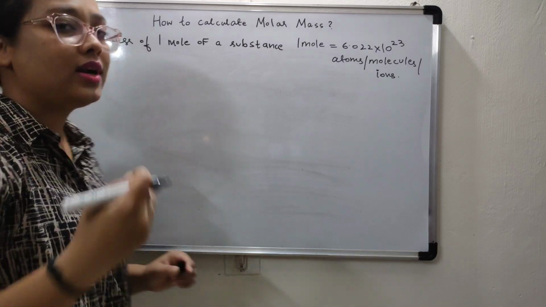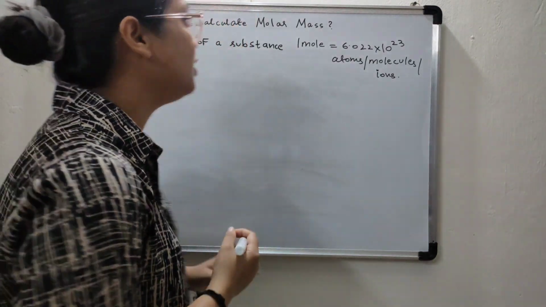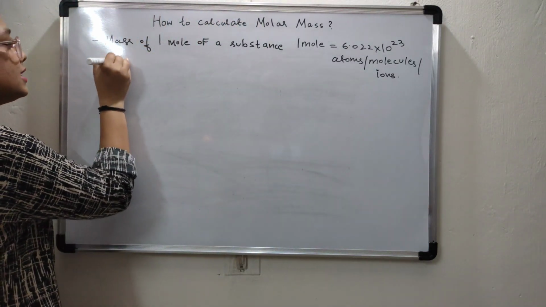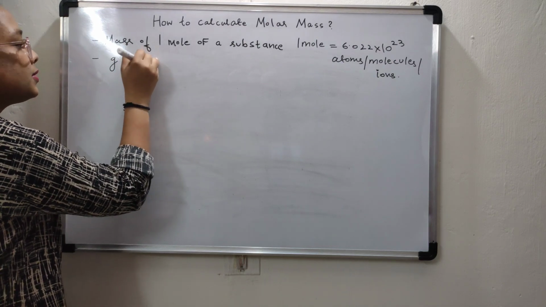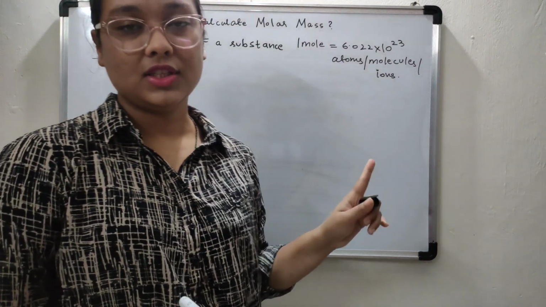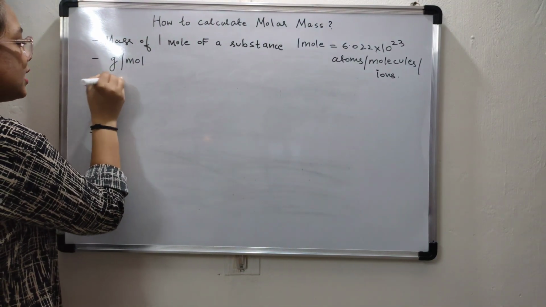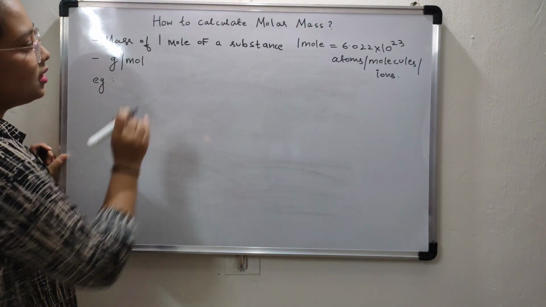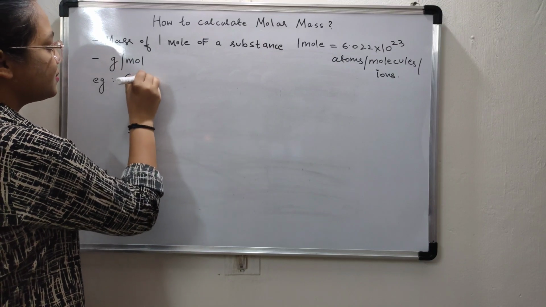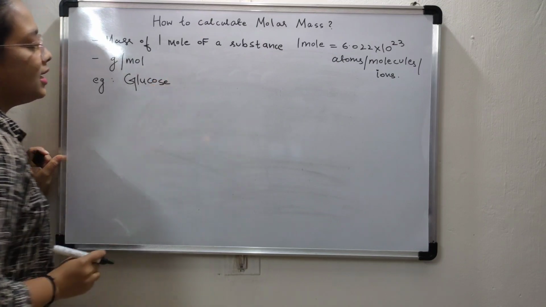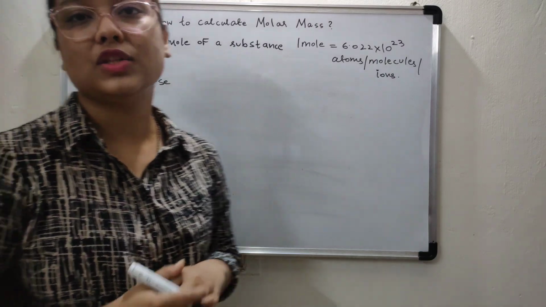Second, we have to know what are the units that we use for molar mass. Molar mass is expressed in grams per mole. Make a note of these two things. Now let us take an example. For example, let us try and calculate the molar mass of glucose.